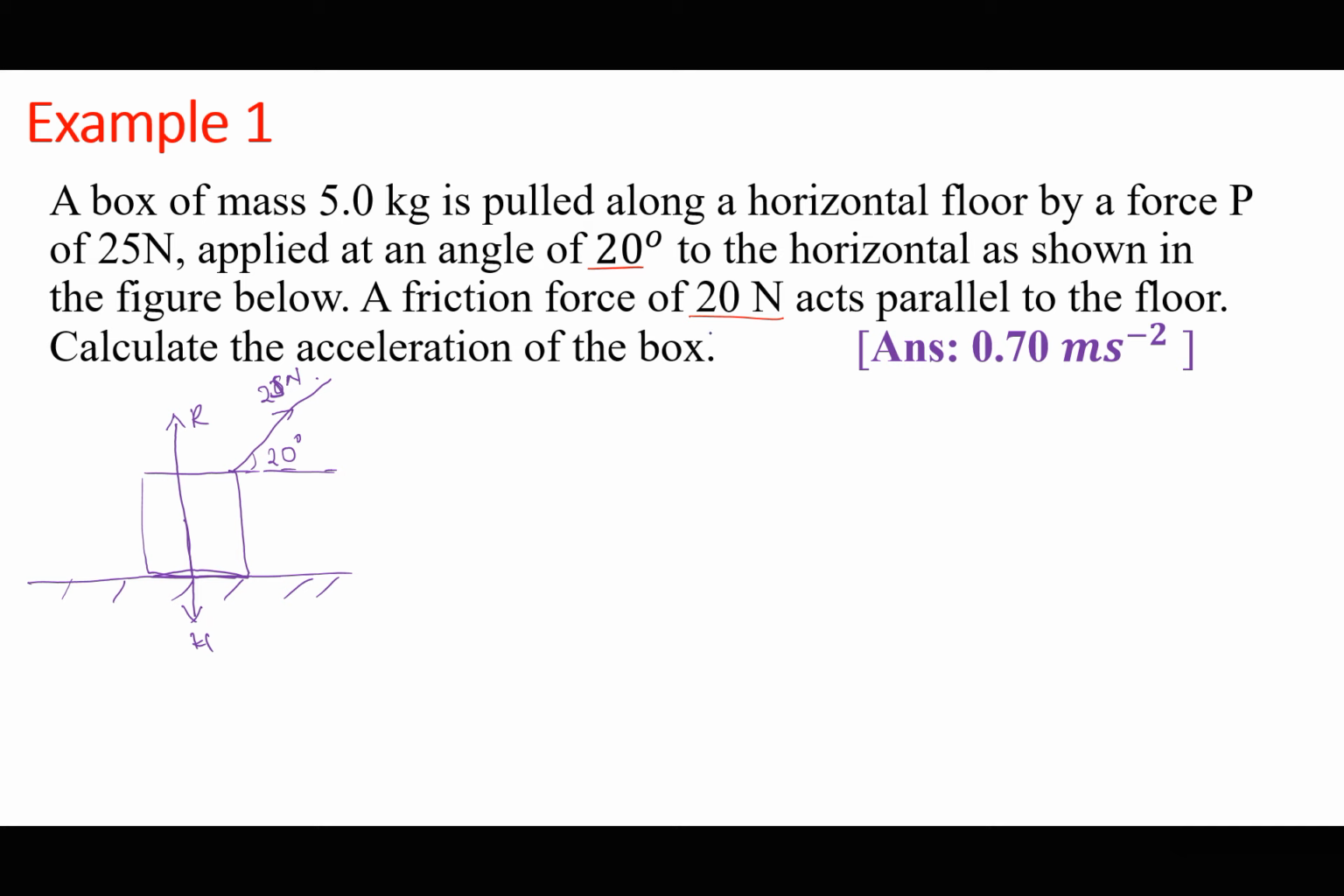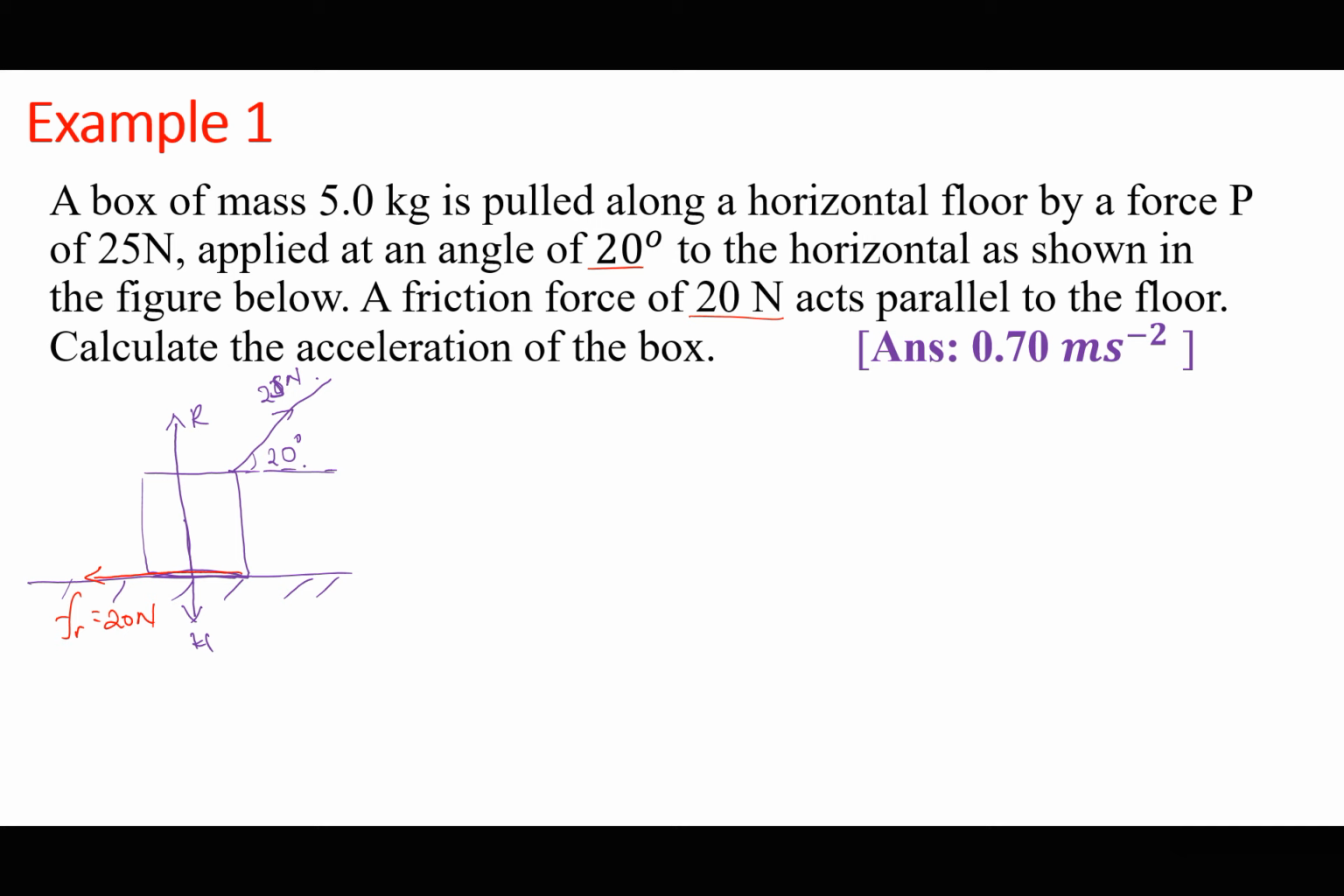A friction force of 20 newtons acts parallel to the floor. So there is friction. I will change the color to show friction. Friction is between the object and the surface. So there is friction, and this friction is 20 newtons. So we want to calculate the acceleration of the box. To calculate the acceleration, we must find the resultant force, because we can't find the acceleration without the resultant force. So in this case, like I said, you must be recalling your resolving principles or your resolving ideas.